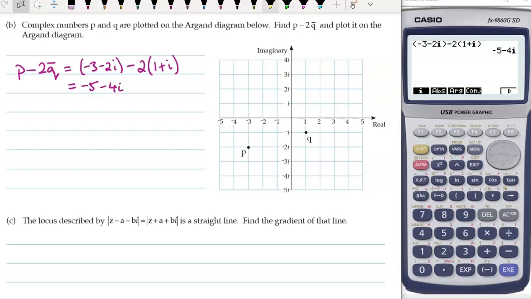And finally, don't forget the last bit, which is to plot it on the Argand diagram. That's so easily missed when you're doing these questions. So minus 5 minus 4i will be just here. So that's p minus 2 conjugate of q.